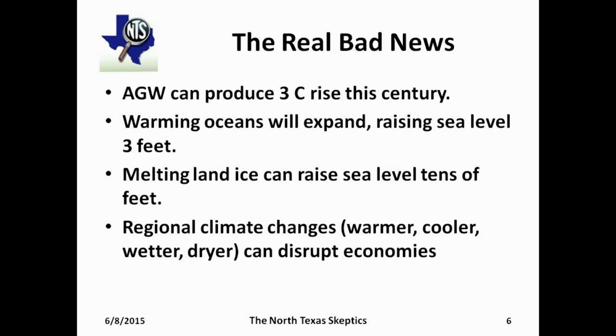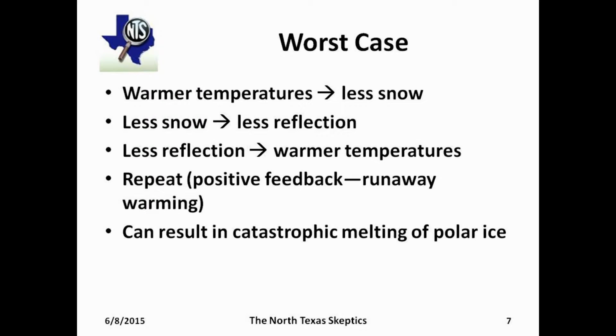Warming oceans will expand, raising sea level. Melting land ice can raise sea level tens of feet. Worst case is runaway snow melting. Warmer temperatures, less snow, less reflection, warmer temperatures, and on and on. And this can produce catastrophic melting of polar ice.